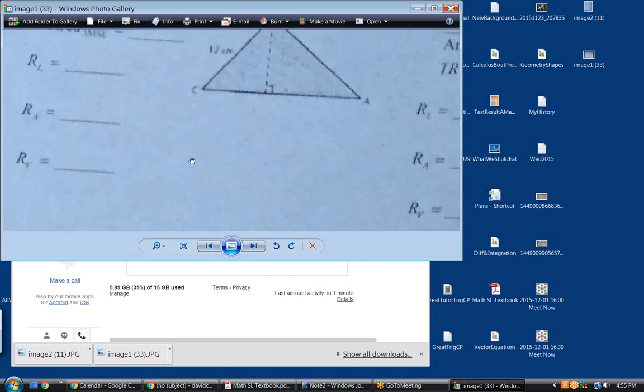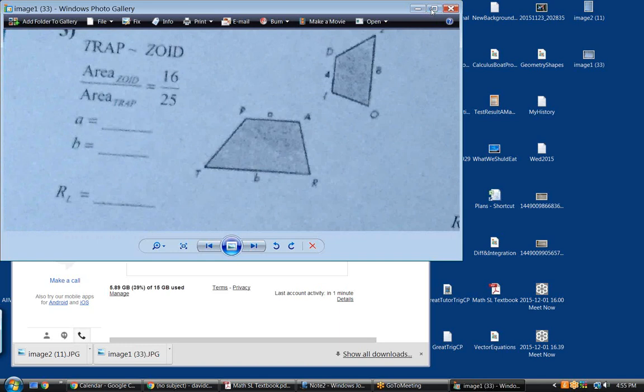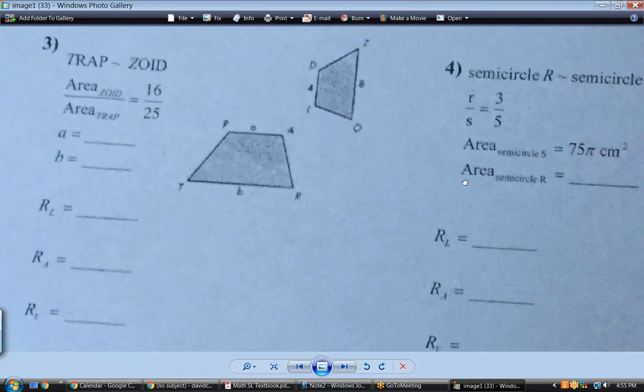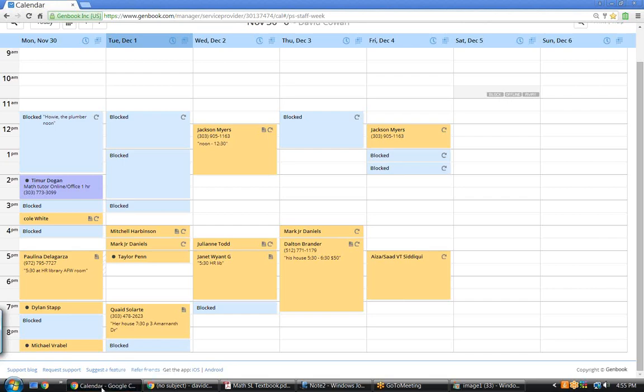Okay. How many do we have here? Just 4? Yeah. This was the first page. Okay. Well, let's see. We have another session this week. I assume we'll still be on this stuff.